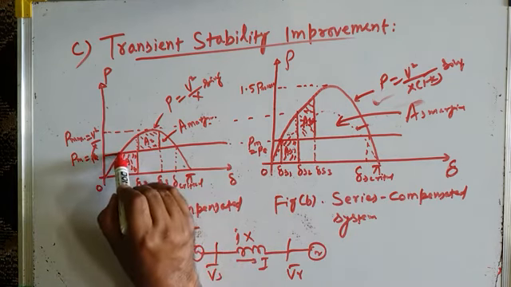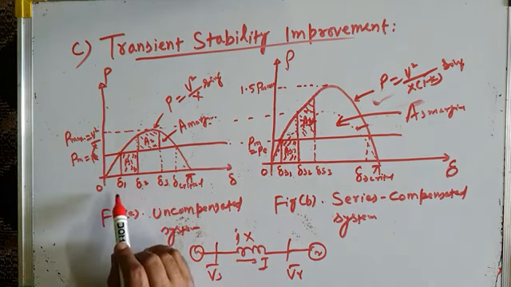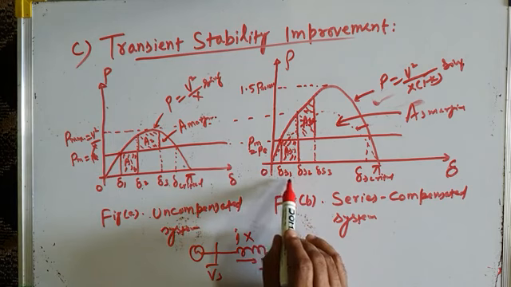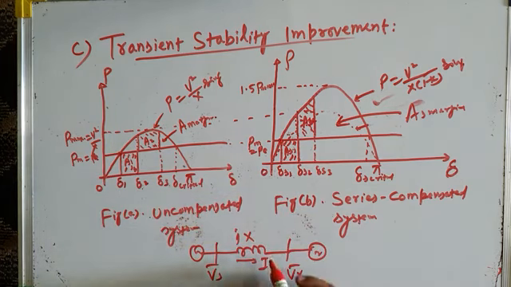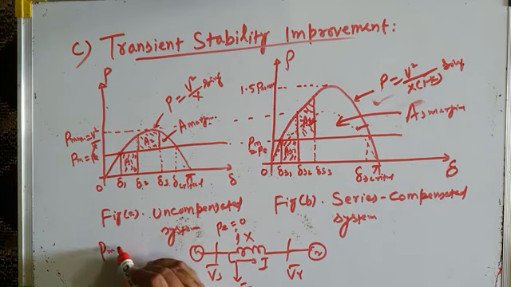The system is operating at steady state here, where PM is equal to PE. For the uncompensated system, the transmission angle is delta 1, or for the compensated system, it is delta S1. Let's assume a fault has occurred over this line. F stands for fault, and this line is tripped. Okay, it's out of the system. When the line gets tripped, it does not transmit any power. So the electrical power output becomes equal to 0, whereas the mechanical power input provided by the turbine remains the same. It does not change, it's constant.